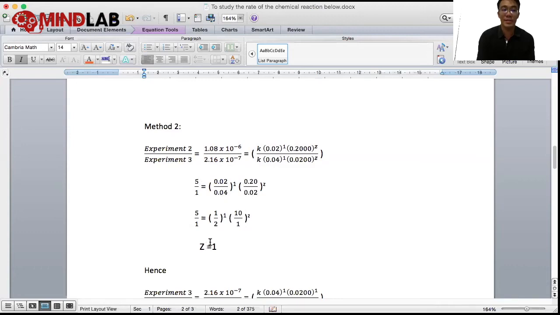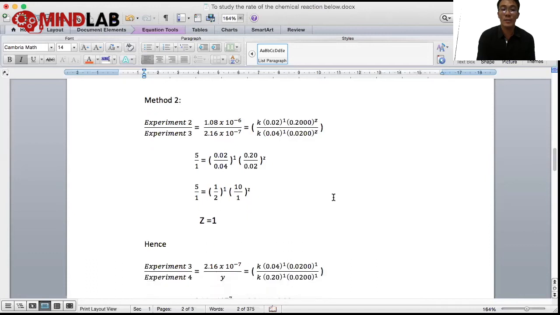So that is method 2. It's up to you which method you want to use, but please do not use experiment 4, because as I've said, we do not know the value of the rate of reaction for experiment 4. Now, we can solve for y.